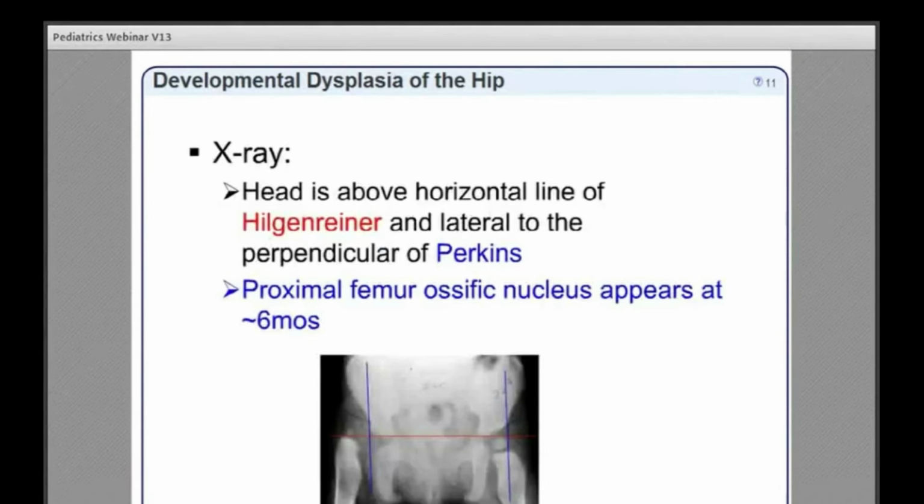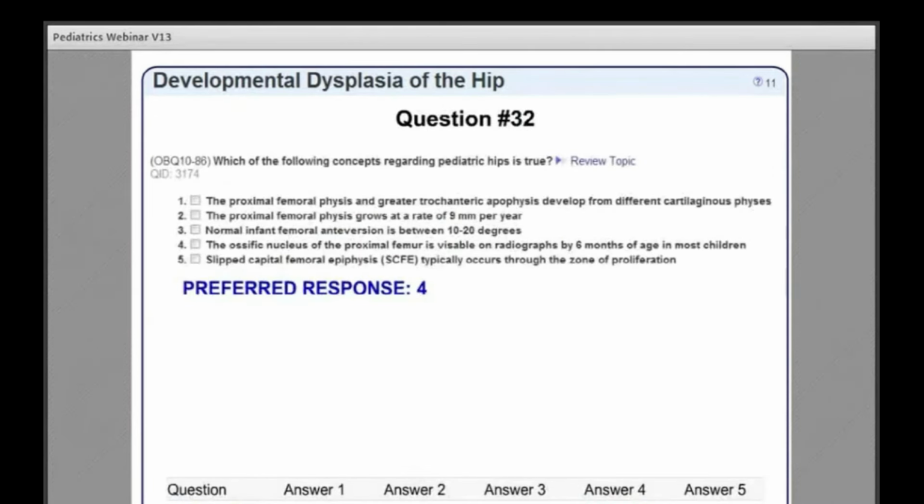So let's go through some typical information that's needed to answer questions on developmental dysplasia of the hip. First of all, on the slide you can see below with the x-ray, the red line that's just horizontal is Hilgenreiner's line. And the blue line, which is vertical, is Perkins' line. That divides the hip into 4 quadrants, as you can see in the radiograph below. The proximal femoral ossific nucleus appears at 6 months of age. If you can draw these lines on the x-ray, which they'll have to show you on the question, you can make the diagnosis without the presence of an ossific nucleus, which is why they're asking you this question.